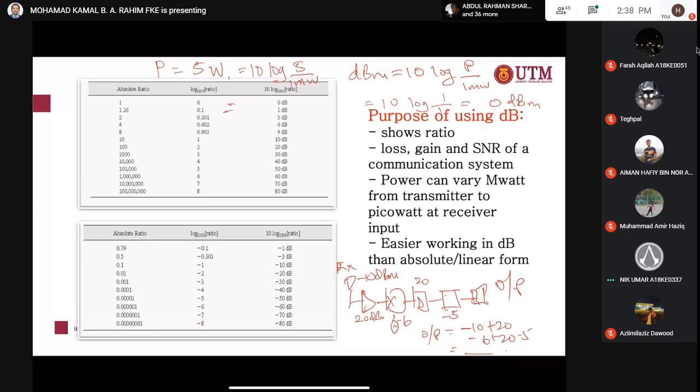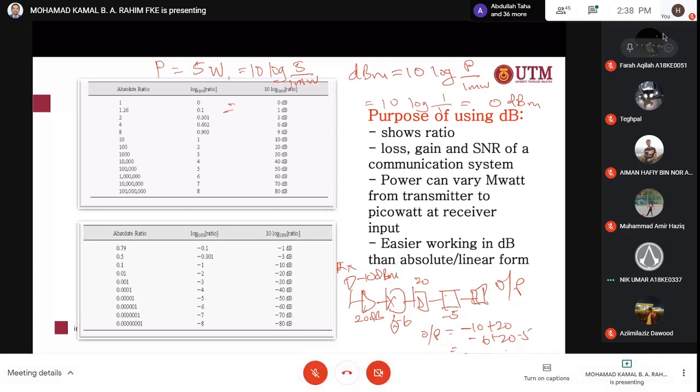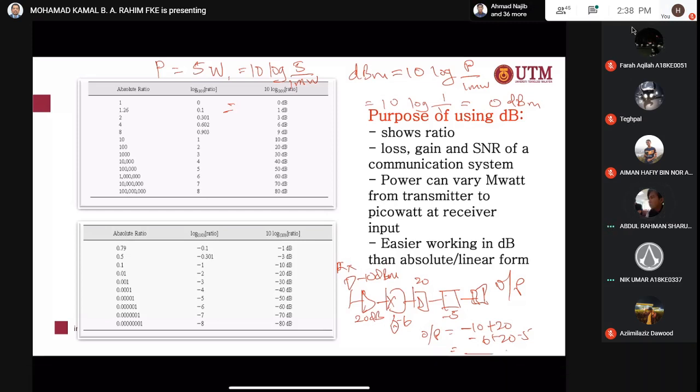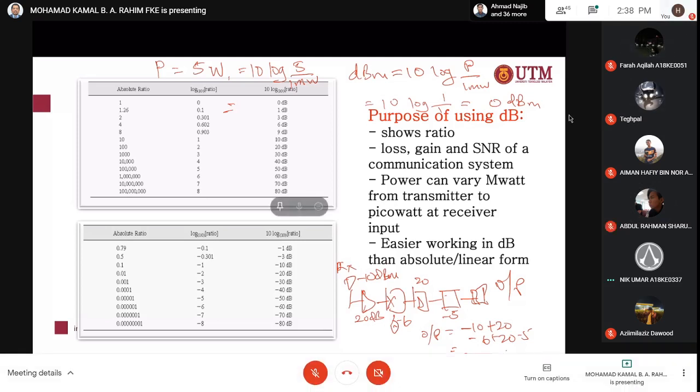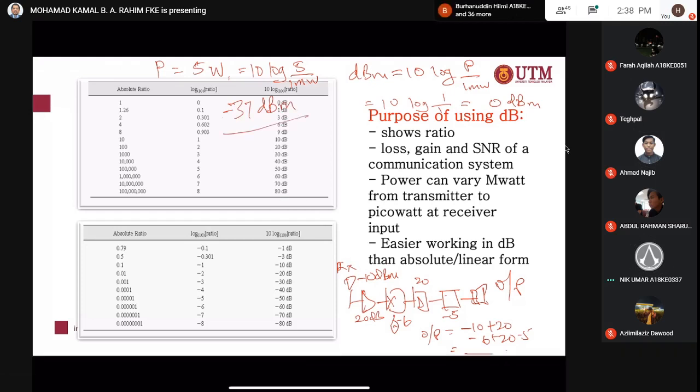What is the answer for this one? Anybody can give me the answer? 36.99. Okay, so 37 dBm. Okay? Right?